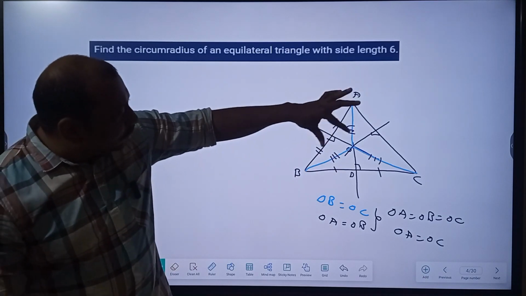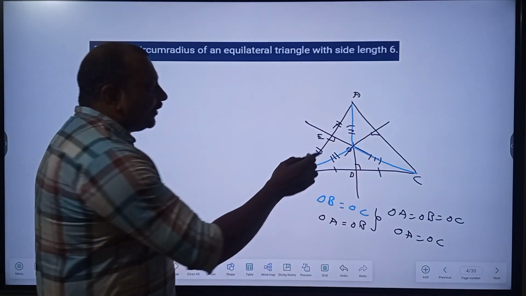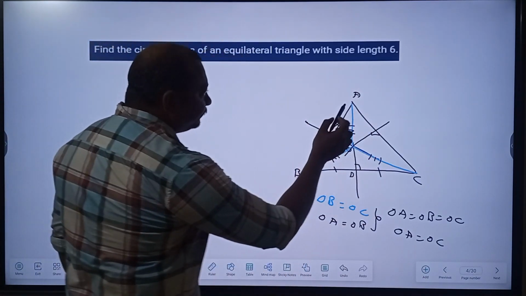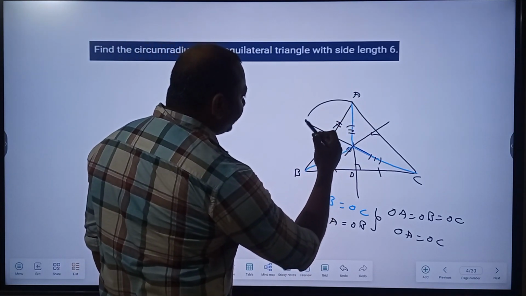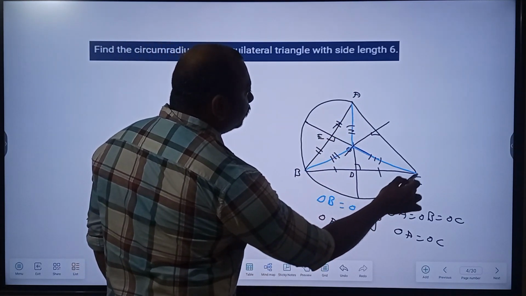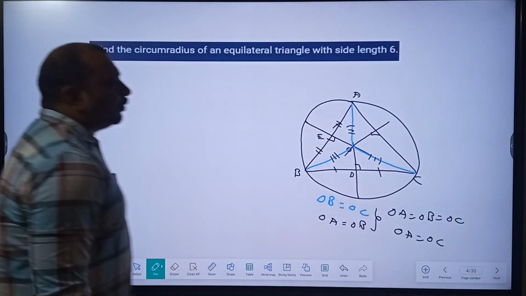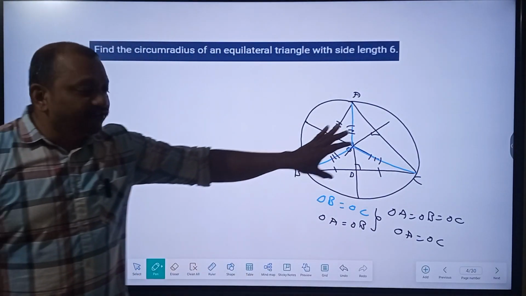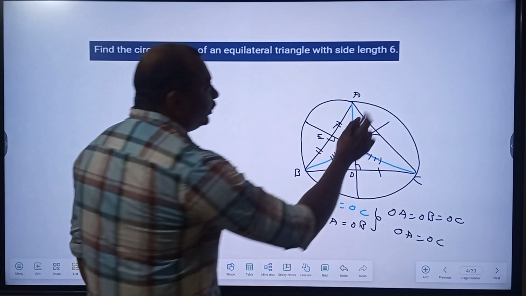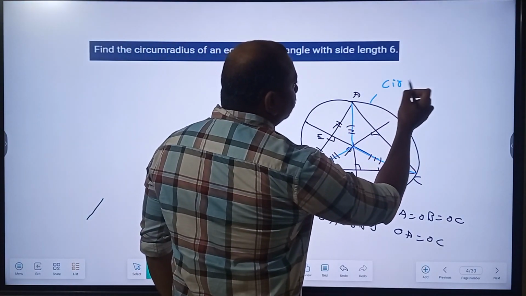Here we have OA equal to OB equal to OC. If you draw a circle with center O, it will pass through A, B and C. It passes through all three vertices of this triangle. So this circle is called the circumcircle.